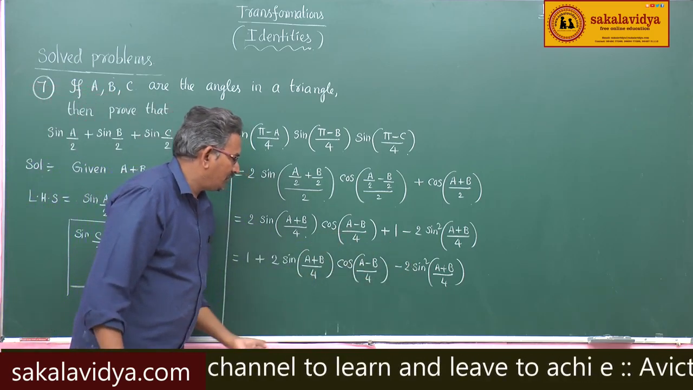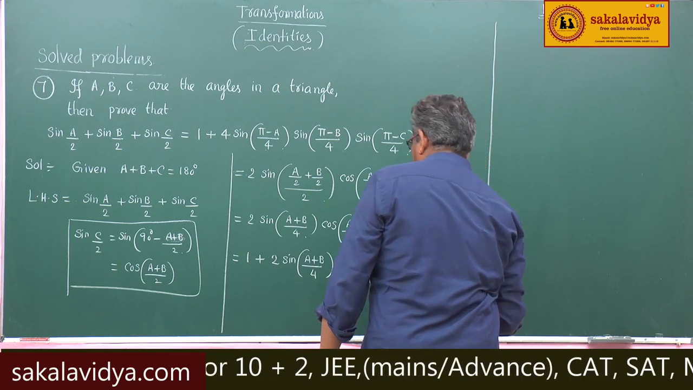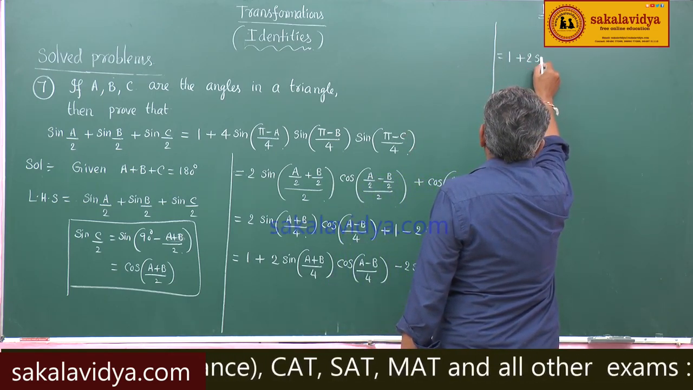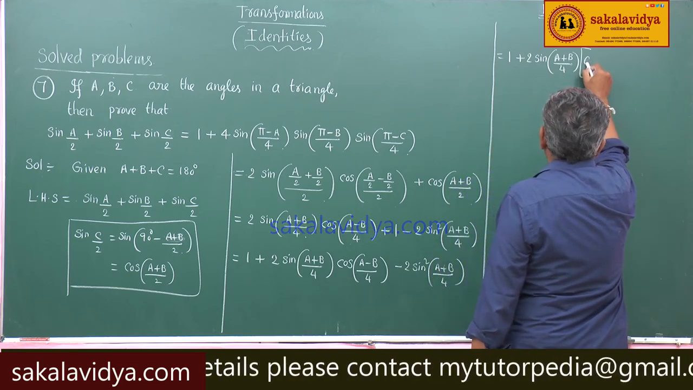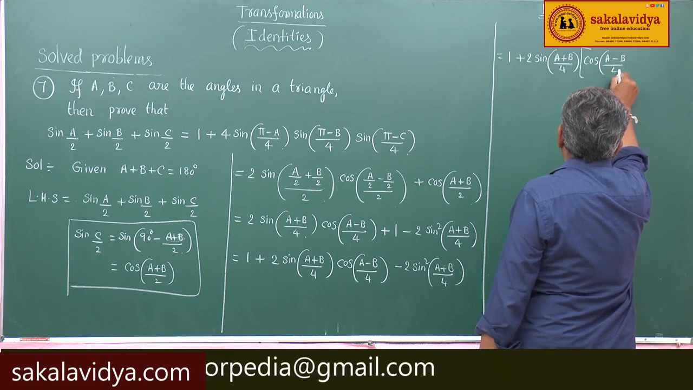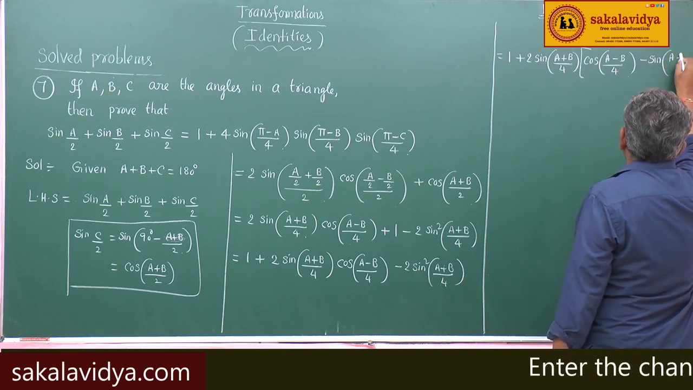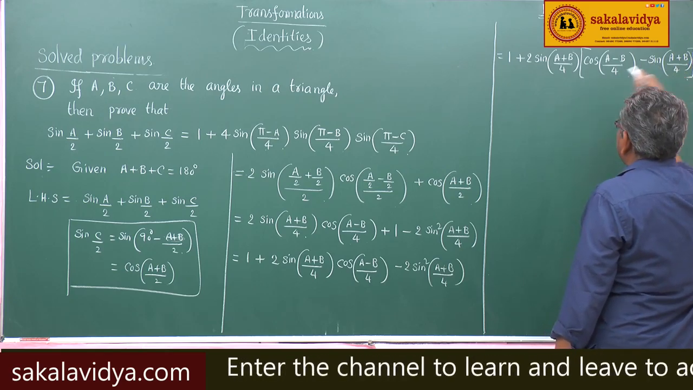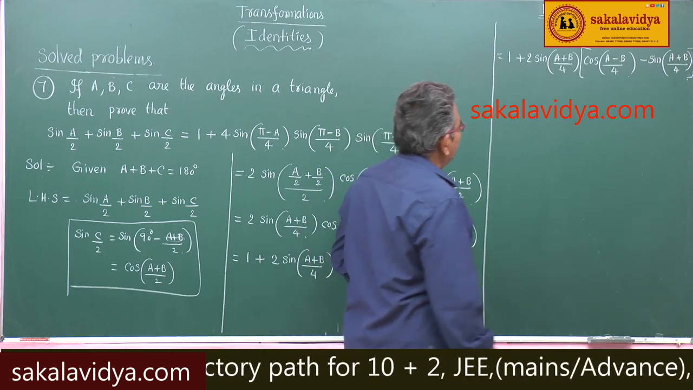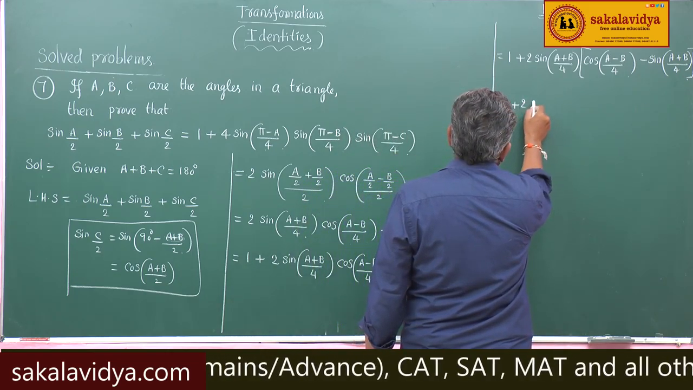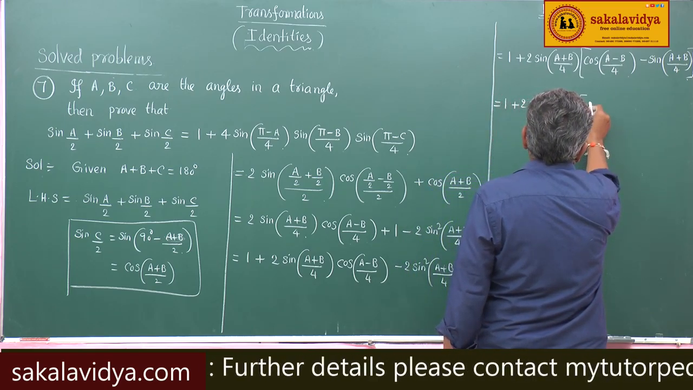Now from these two, what shall we take out common? 2 sine of (A plus B) by 4. Okay, let us take it. 1 plus 2 sine of (A plus B) by 4 is common, we get cos of (A minus B) by 4 minus sine of (A plus B) by 4. Now this is 1 plus 2 sine of (A plus B) by 4 times cos of (A minus B) by 4.